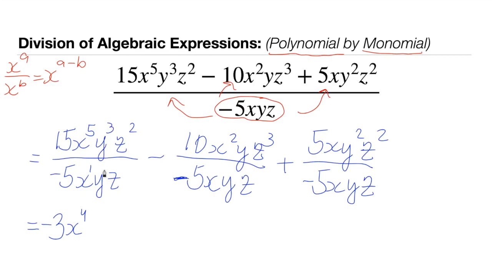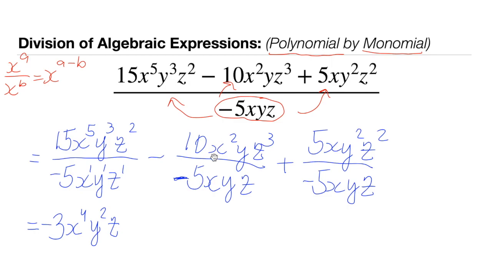Then y cubed over y raised to 1, or rather 3 minus 1 for the exponents, is going to become y squared. And then z squared divided by z. Imagine there's a 1 here, so 2 minus 1 is simply 1, and we don't need to write the 1 here. So this is for the first term.